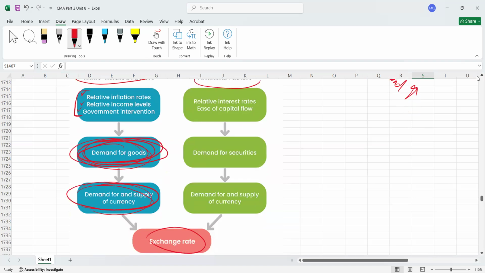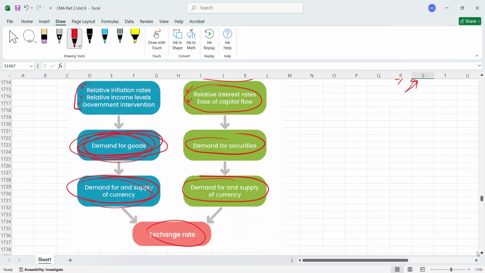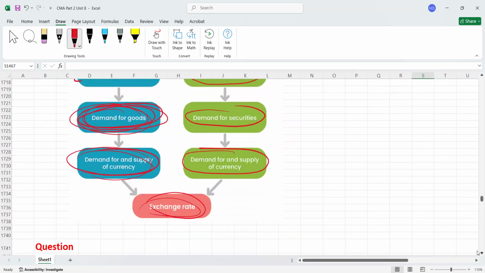And here we have the second leg now, financial factors. We have two, relative interest rates and ease of capital flow, right? So actually due to these two factors, demand for securities, meaning investments, will change. If demand for investments or securities like bonds and stocks changes, it will automatically affect the demand for and supply of currency, and again due to that the exchange rate will change. So I'm going to show you a question now, guys.